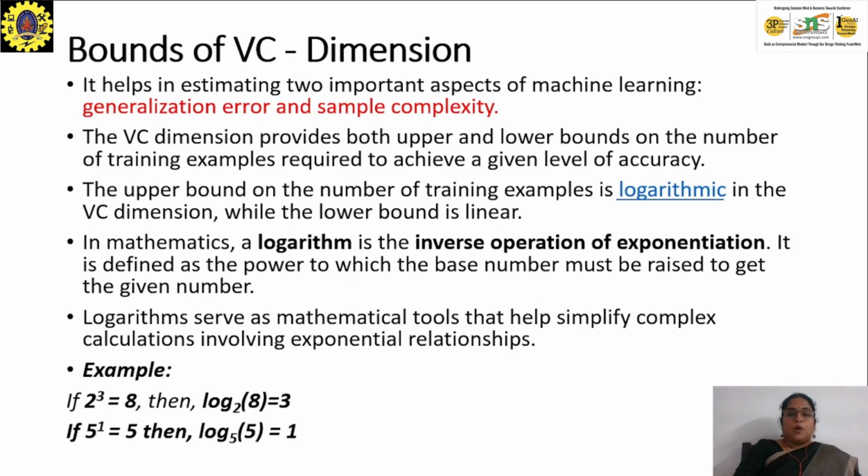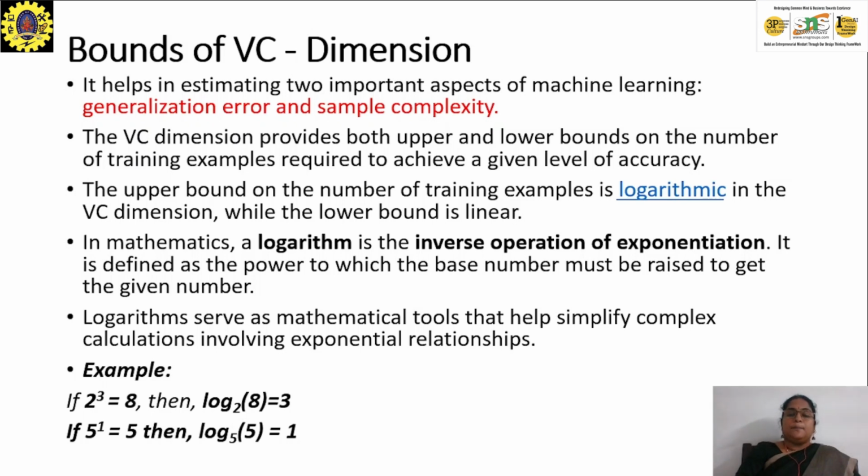Now, I'm going to explain the bounds of VC dimension. What is it? It helps in estimating two important aspects of machine learning. One is the generalization error and the other is the sample complexity. When we measure the VC dimension, it has both upper and lower bounds on the number of training examples. It's mainly used to measure the accuracy level in machine learning.